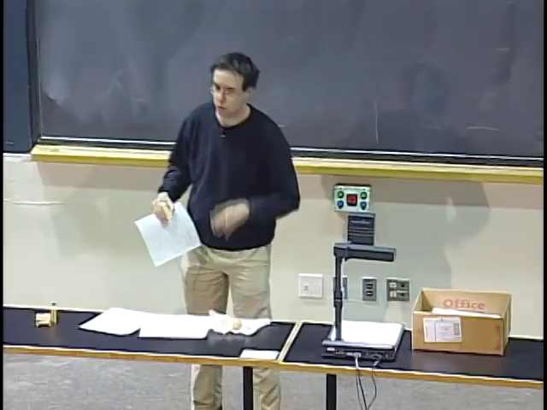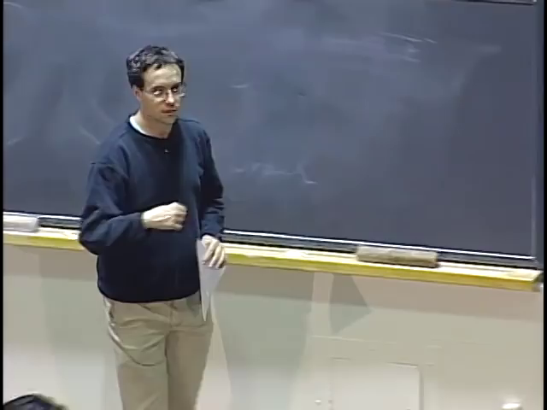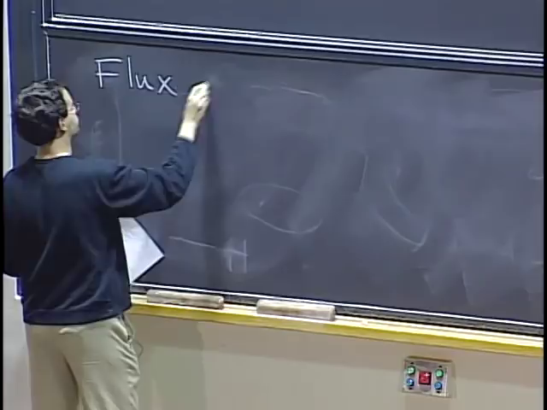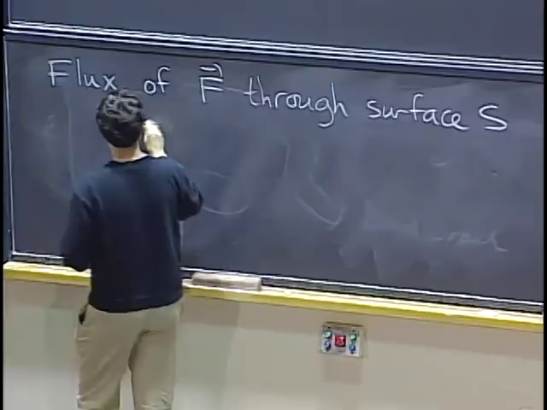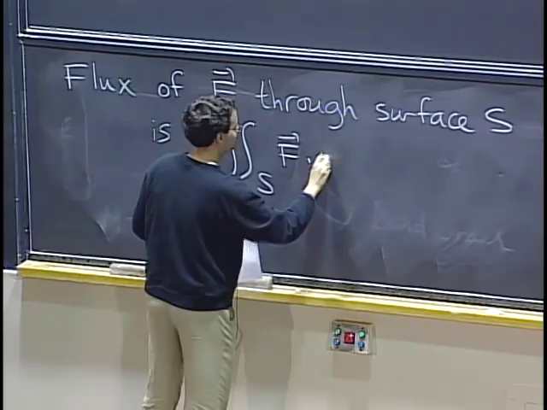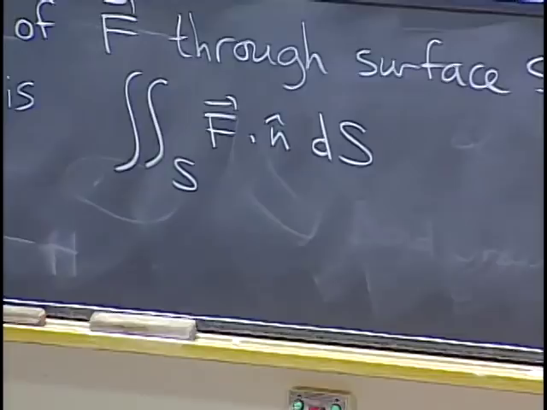Yesterday, we've learned about flux, and we've seen the first few examples of how to set up and compute integrals for flux of a vector field through a surface. So remember, the flux of a vector field F through a surface S is defined by taking the double integral on the surface of F dot n dS, where n is the unit normal to the surface and dS is the area element on the surface.